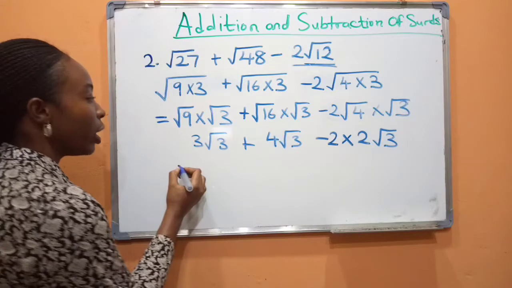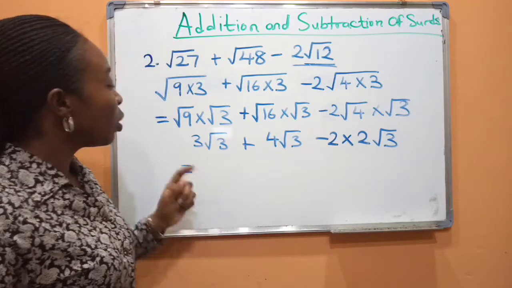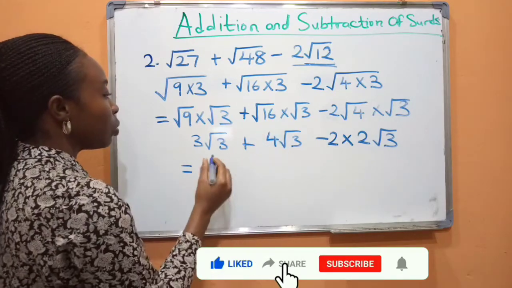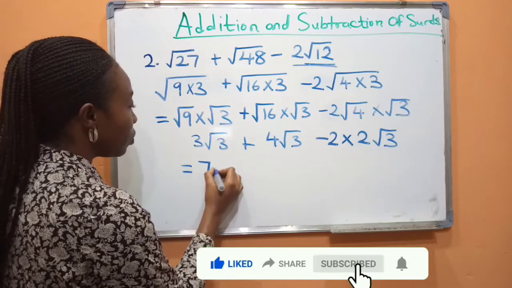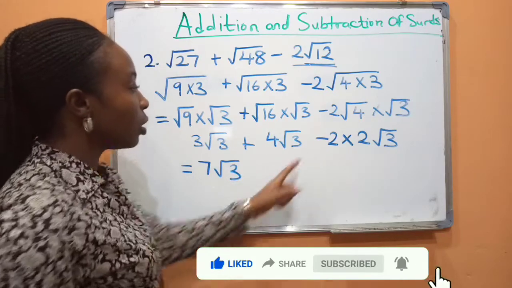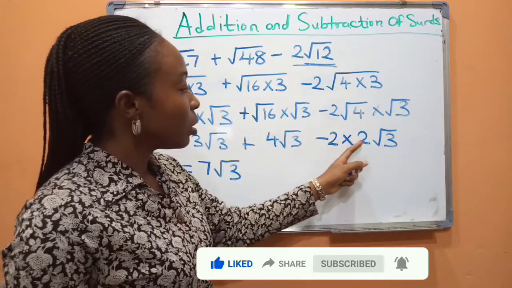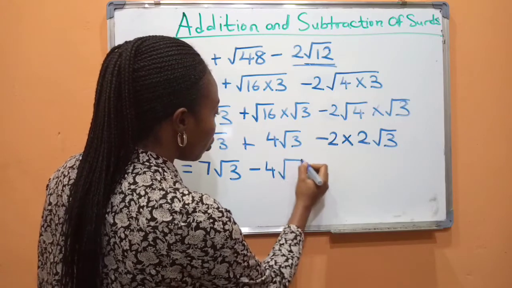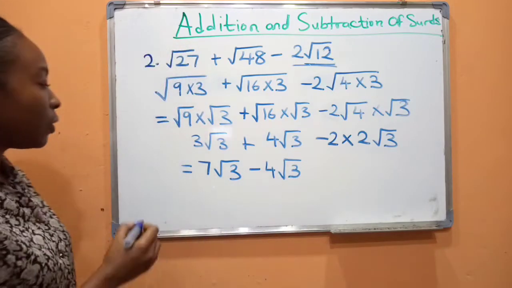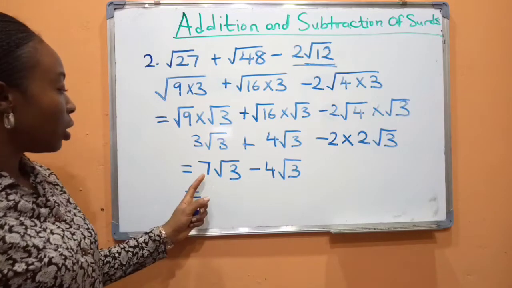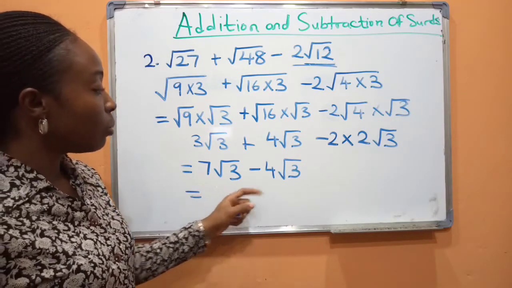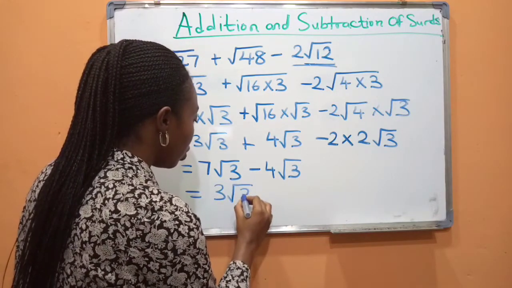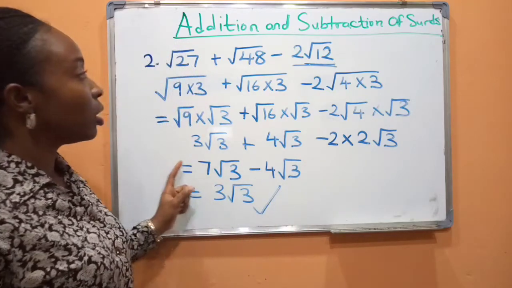So now that we have these, we are going to have 3 surd 3 plus 4 surd 3. Since they are like terms, the answer is going to be 7 surd 3. Now let's take a look at this. -2 times 2 gives us -4. So we're going to have -4 surd 3. Now we are simply going to say 7 surd 3 minus 4 surd 3 is going to give us 3 surd 3. So this gives us our answer. This is absolutely easy, guys.